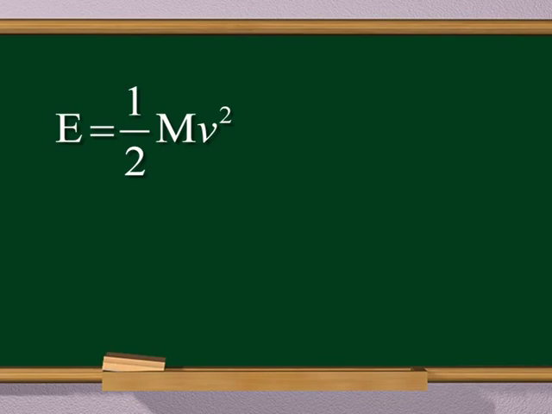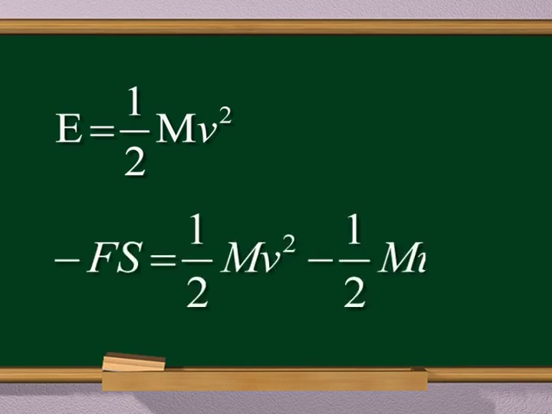According to the work energy theorem, work done by force acting on a body is equal to the change produced in the kinetic energy of the body. Thus, we have minus Fs equal to half mv square minus half mu square.